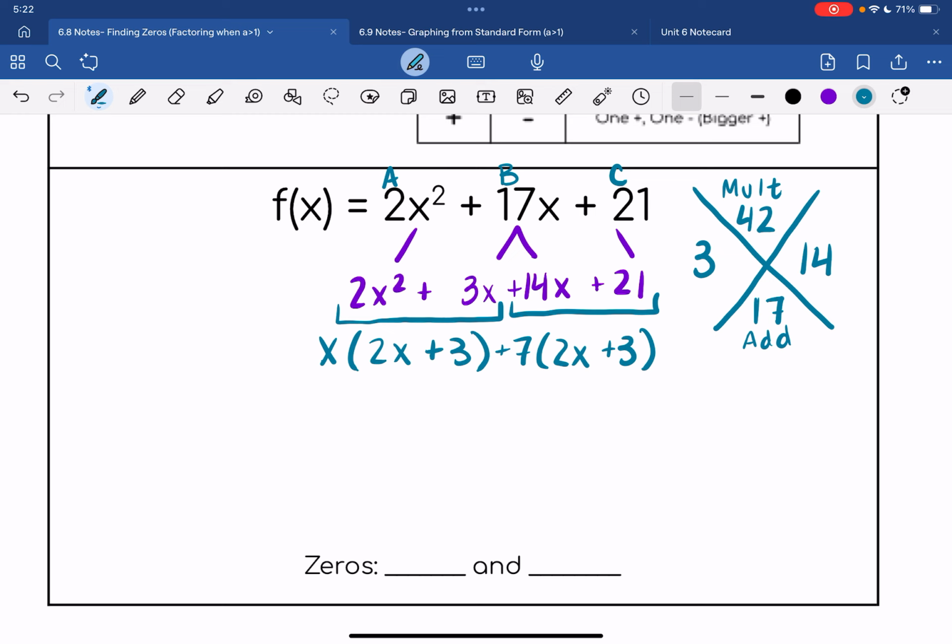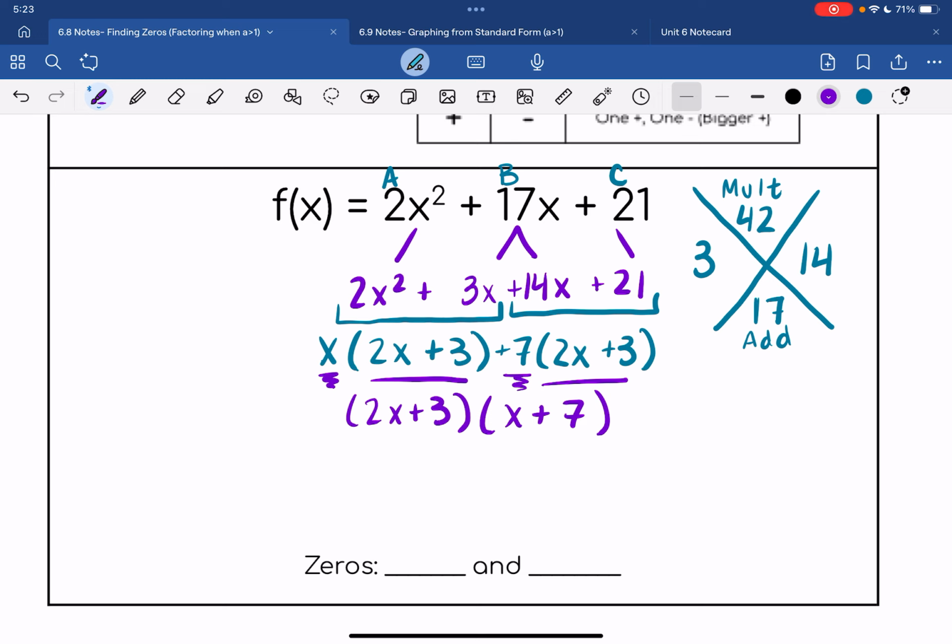And then the magic of factoring by grouping: this 2x plus 3, it's the same. So my factored form is going to be 2x plus 3, and then the other factor is going to be this x and this 7. Oh, that was an eraser, not a pen. My bad. So x plus 7. Everything we just did is exactly what we did in 5.9. Now we have one more step. Well, actually, it's two more steps because we have to do it twice.